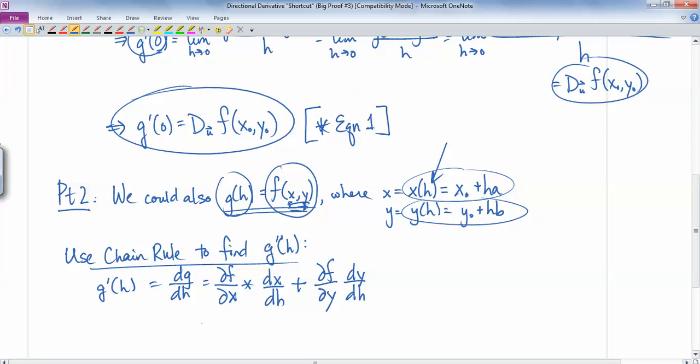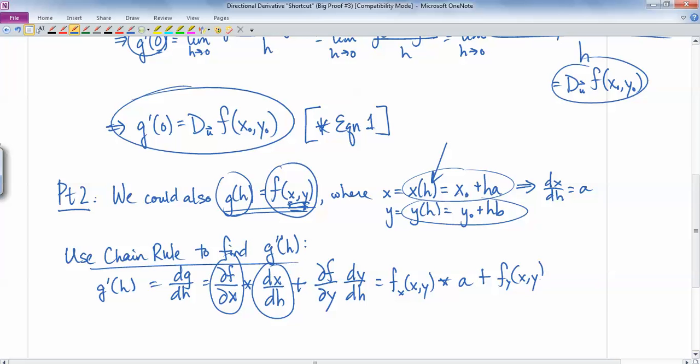Okay, well, let me rewrite using slightly different notation. This right here is f sub x for some x, y. And then dx/dh of x of h, which is x naught plus h a, dx/dh. So h is the variable and everything else is constants. We just get a. So times a plus, and then df/dy is just f sub y when you plug in x, y. And then dy/dh is going to be b.